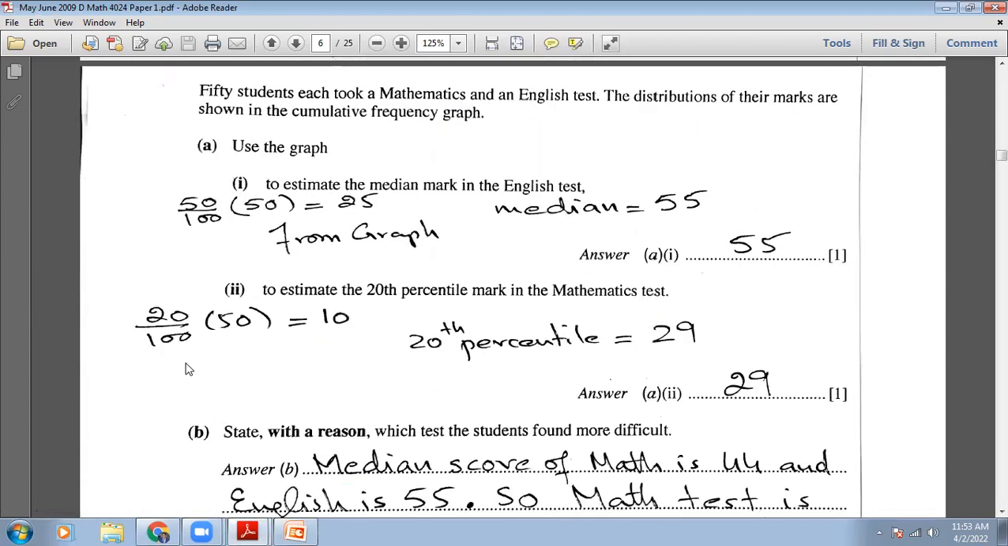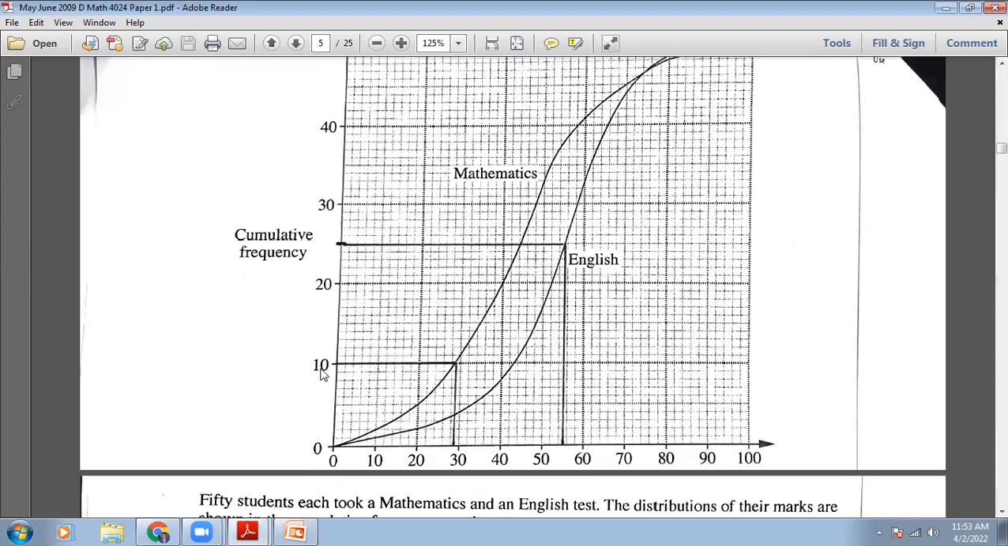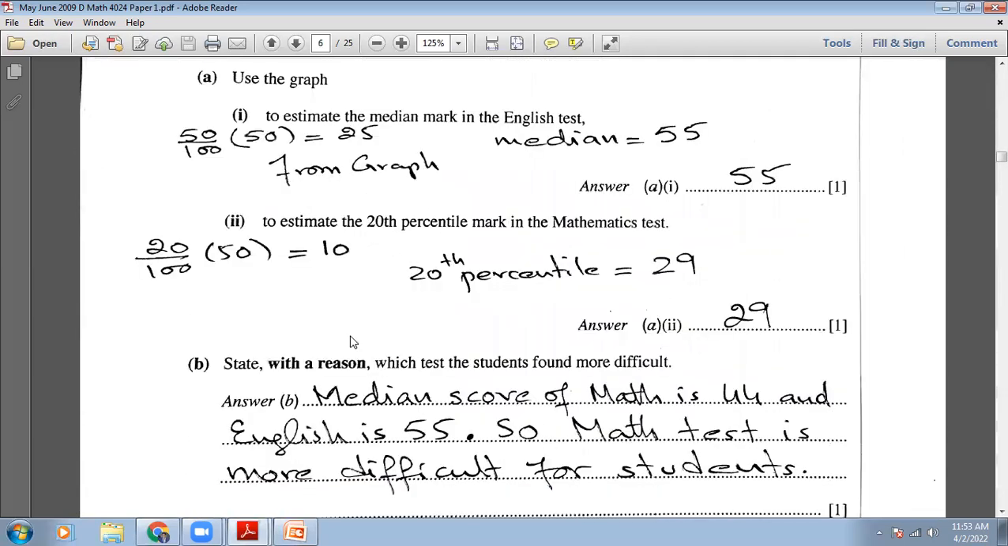So here we go. 20% of 50 will be 10. So I will go to the graph and see where 10 is on the y-axis. From here I will go to the graph of the mathematics, and below this I will check the number here. So this is 29. So the 20th percentile for the mathematics test is 29 marks.